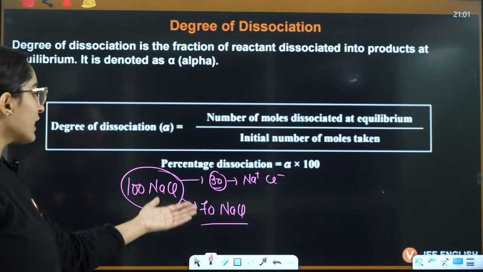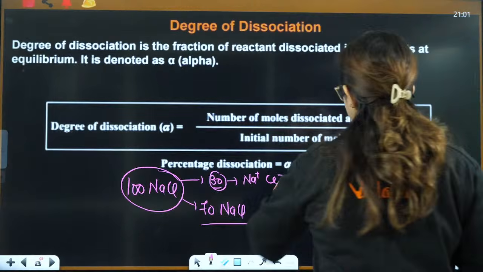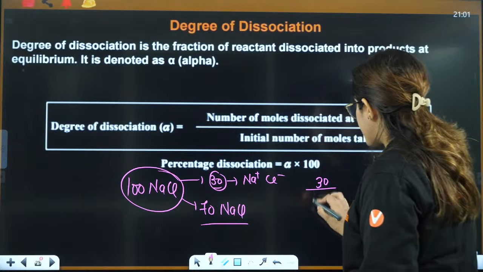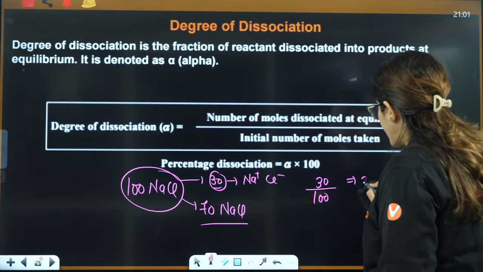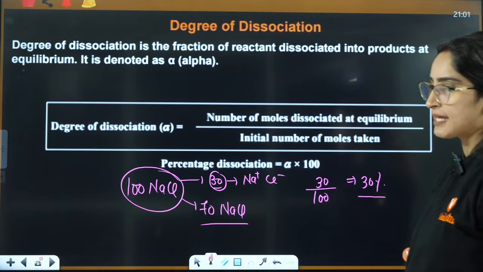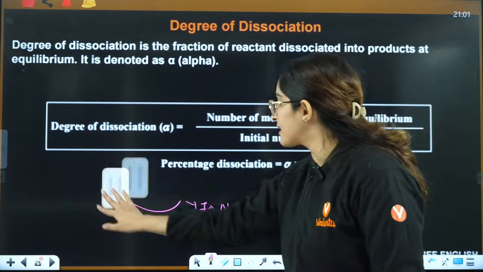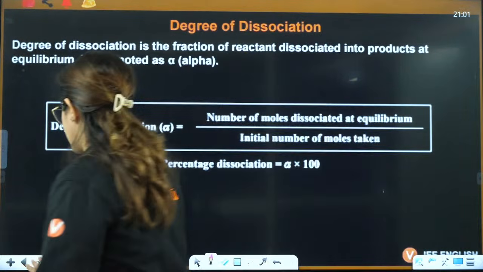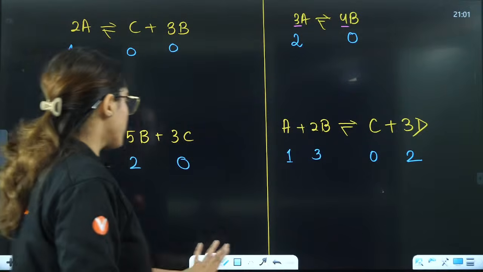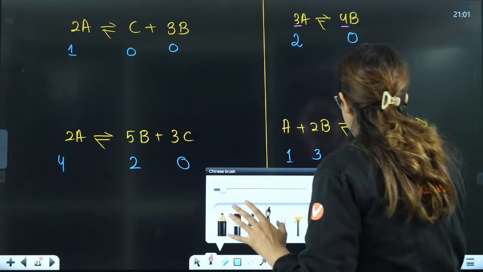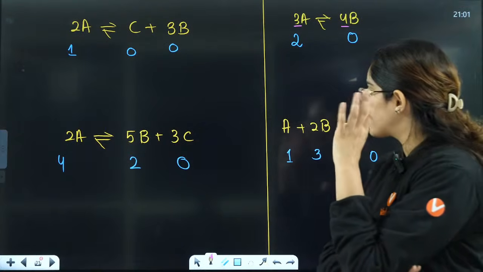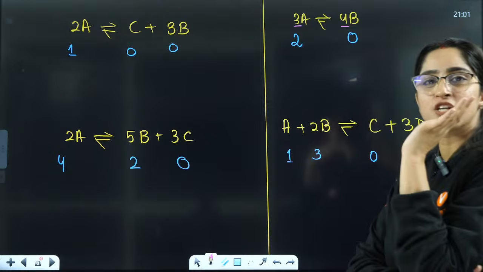So that's why we take the number of moles dissociated. How many moles are dissociated? 30. How many moles were initial? 100. So you'll take 30% as the dissociation. Okay, that's how it is taken, right? That is the dissociation. Now let's see what we are going to do here. We have the initial moles, everything I have written. I have not changed the initial moles.